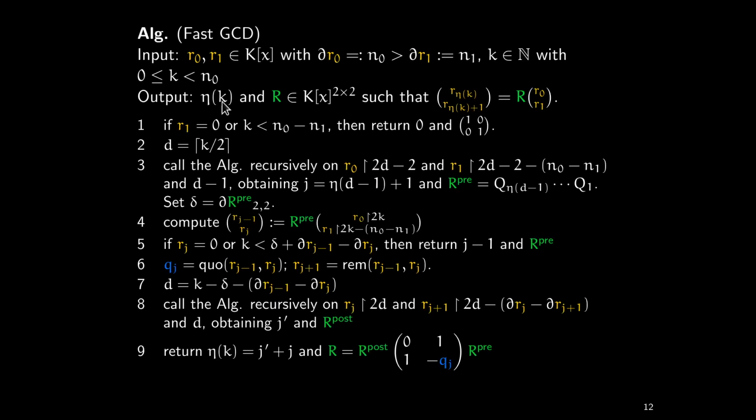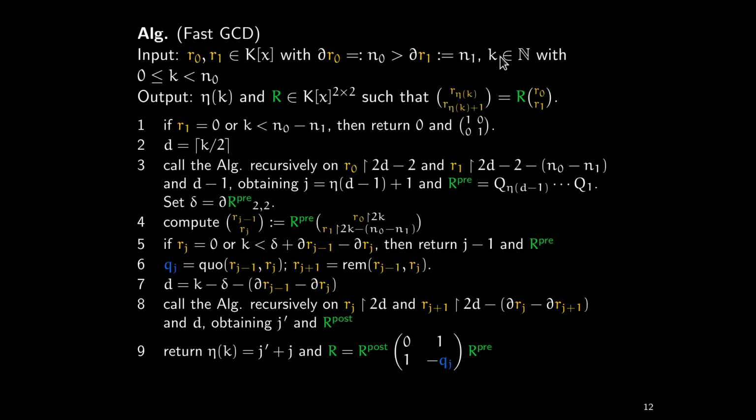So I'm not taking this knowledge for granted. I'm not taking it as an input. It's part of the output. And the other part of the output is this matrix R, which turns the input pair into the eta kth row of the Euclidean algorithm. So the k, if we really want to get to the very end, then we will make the k very big, so that this will be the output, the GCD, and 0.